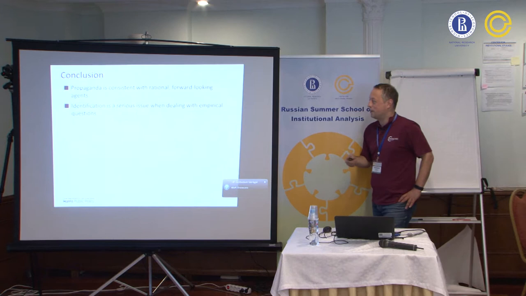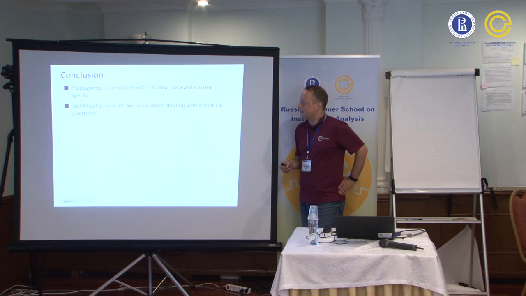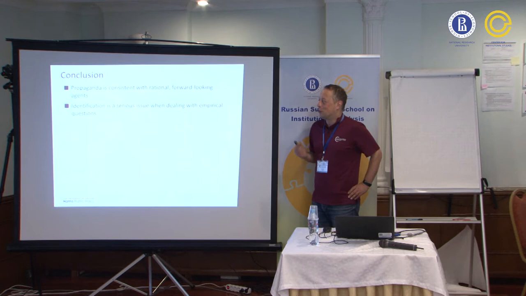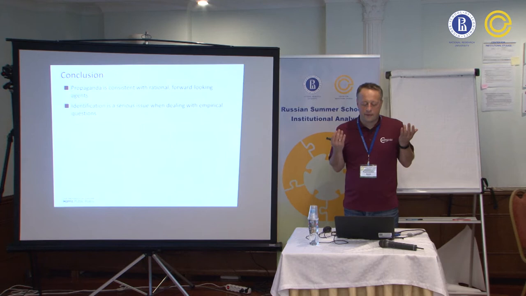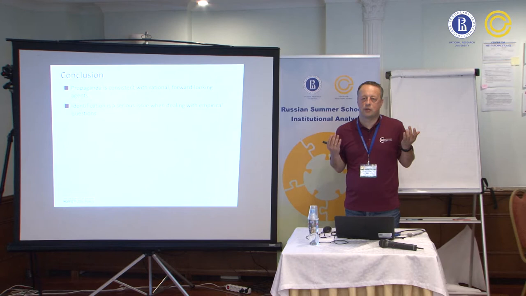And empirically, identification is a very serious issue. So basically, if you're interested in propaganda, you could do the following exercise. Read a newspaper article about the impact of propaganda. Then construct a mental model showing that identification actually doesn't work, so the author of the paper doesn't know what she or he's doing.